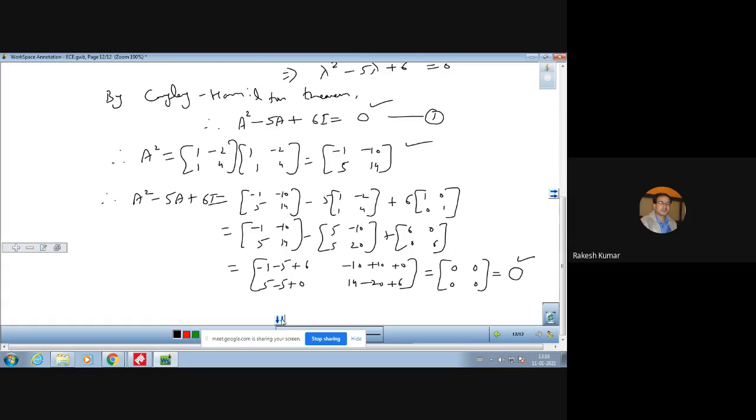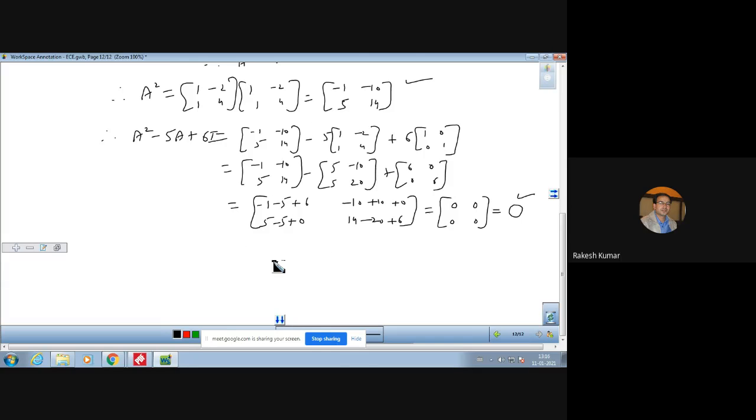So this justifies the Cayley-Hamilton theorem. So the question will come like this: verify Cayley-Hamilton theorem, and the second part of the question is hence find A inverse. Using Cayley-Hamilton theorem, you just need to find A inverse.